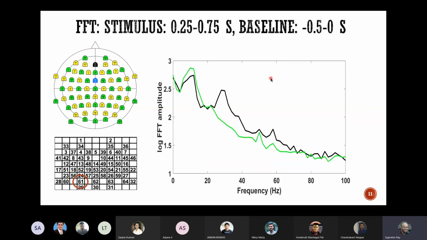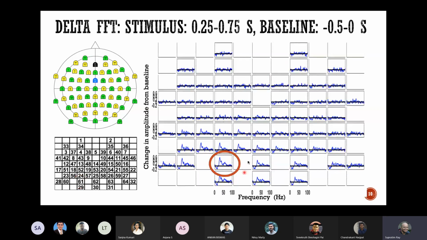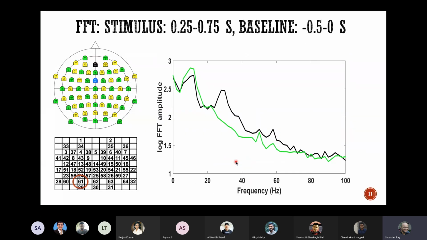If I zoom in to this particular electrode and show you the raw spectra, this is how it looks. This is the alpha rhythm, this is the gamma rhythm, and there's alpha suppression and gamma increase when the stimulus is presented. This is for electrode 61.